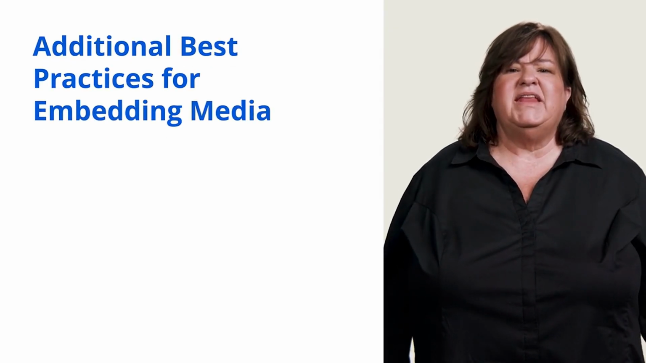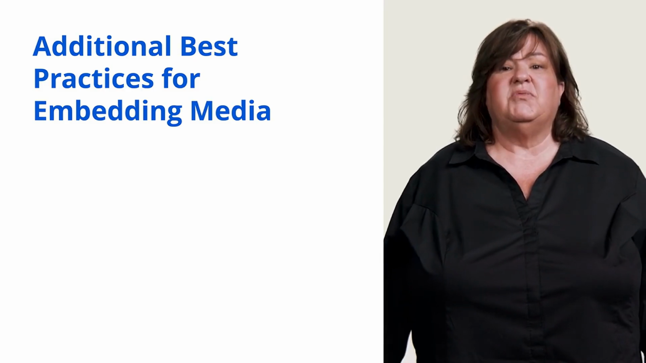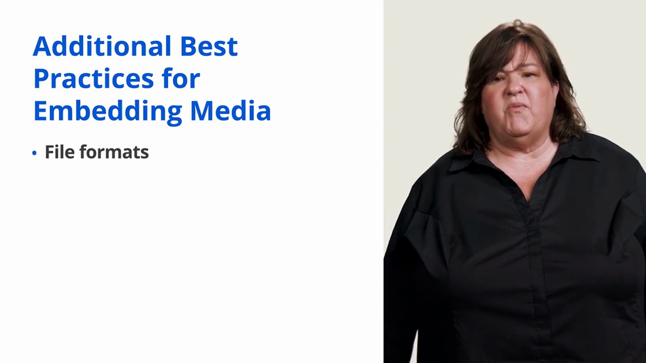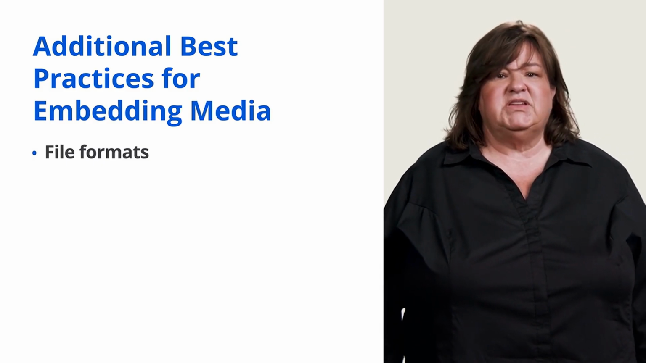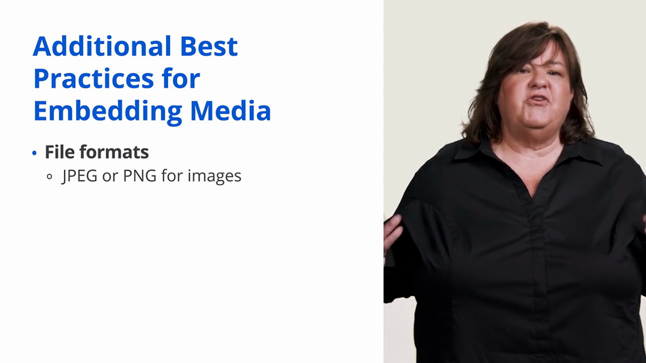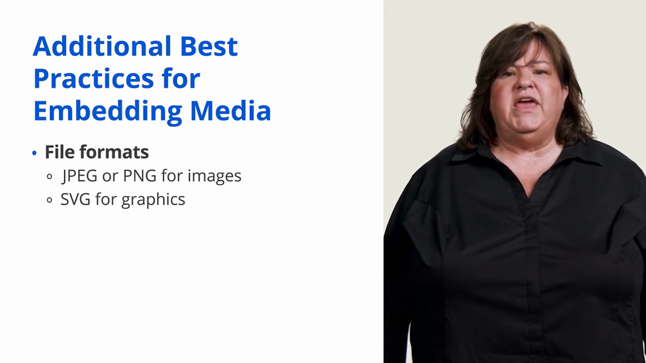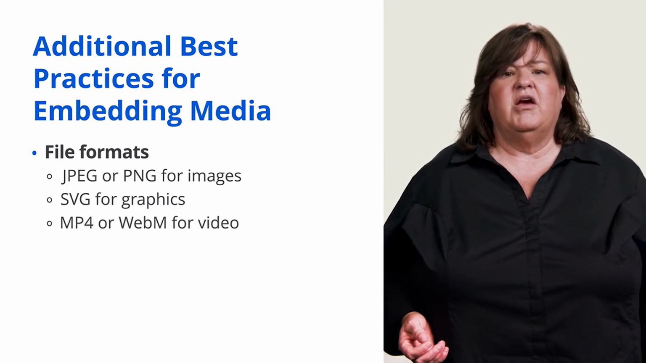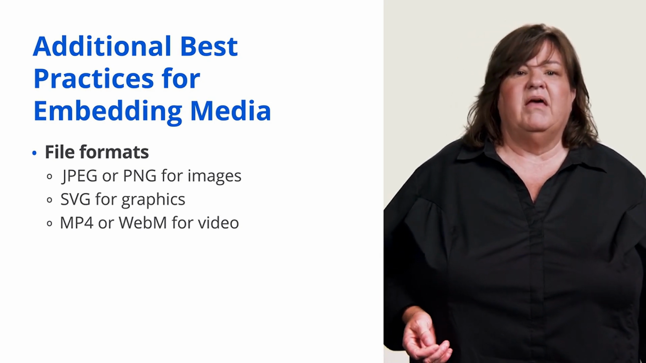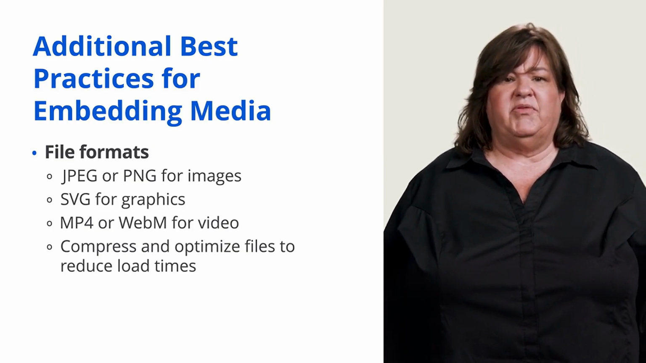When embedding media, it is important to follow best practices to ensure your content is accessible, responsive, and efficient. First, consider the file formats you use. For images, use formats like JPEG or PNG for standard images and SVG for scalable graphics. For videos, MP4 is widely supported, but providing additional formats like WebM can improve compatibility. Always use compressed and optimized files to improve page load times.